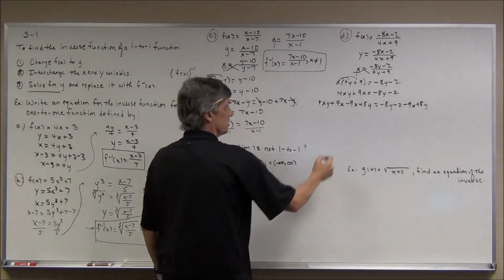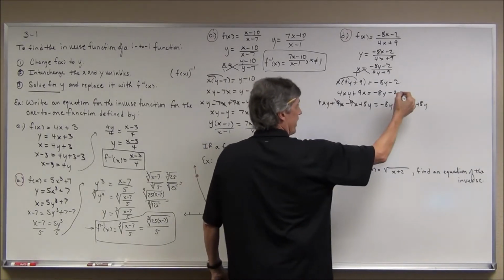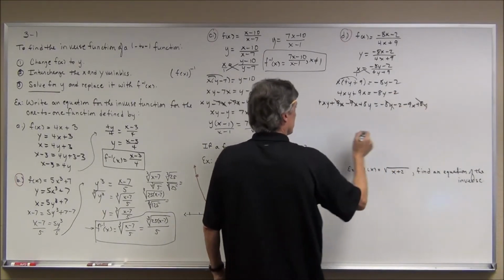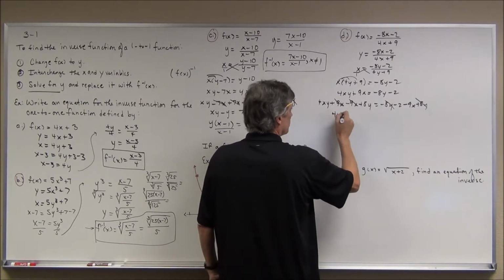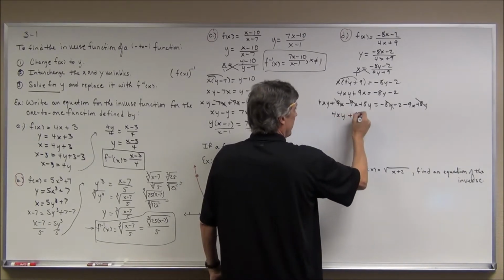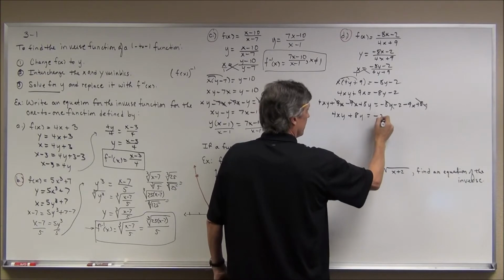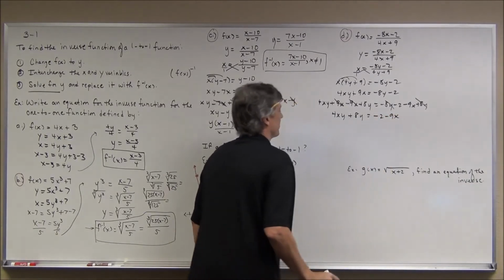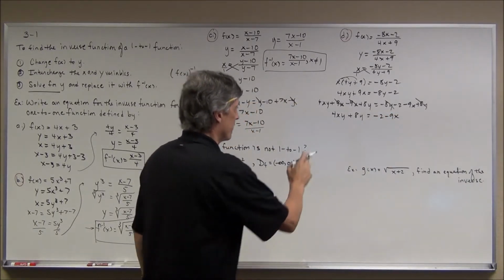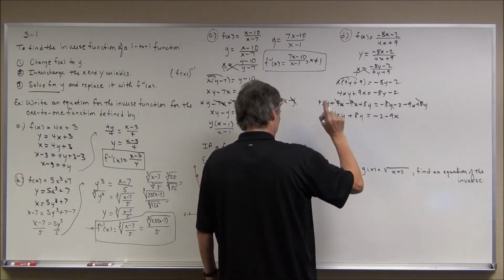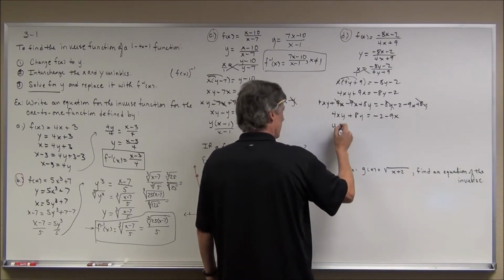So what that does is these cancel, and over here, these cancel. So I have 4xy plus 8y is equal to negative 2 minus 9x. I'll probably write that the other way around. I'm going to factor out not the 4y, I know that's the GCF, just the y. That's what I want.